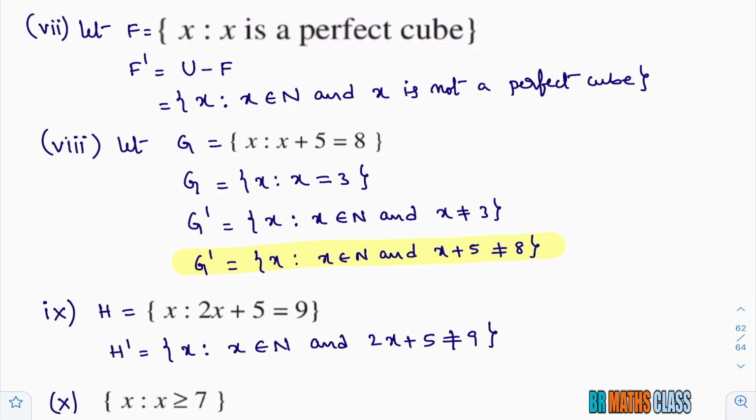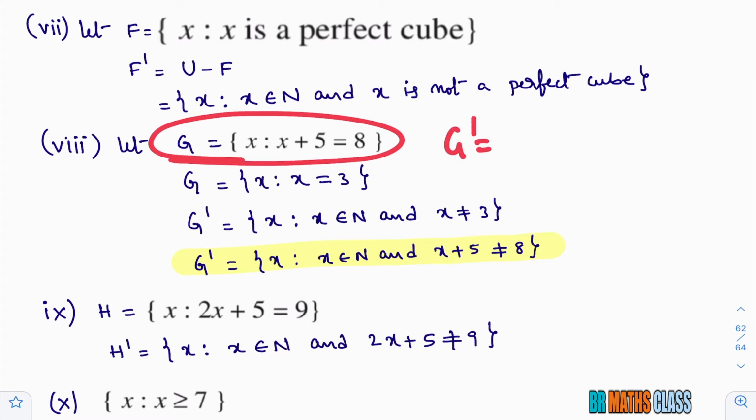Very simple. A dash means not A. B dash means not B. Keep this point in your mind. Okay. Next set G is given like this. X such that X plus 5 equal to 8. I can do this problem in two methods. What is G dash? G dash means not G, correct?